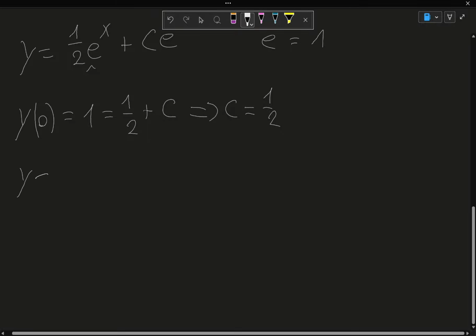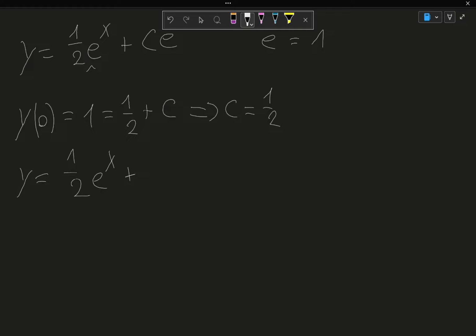So we can just plug everything in, and we get 1/2 e to the x plus 1/2 e to the minus x. And that's our final solution.